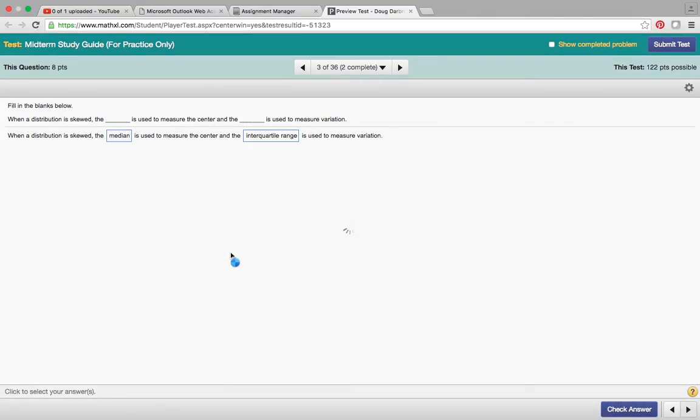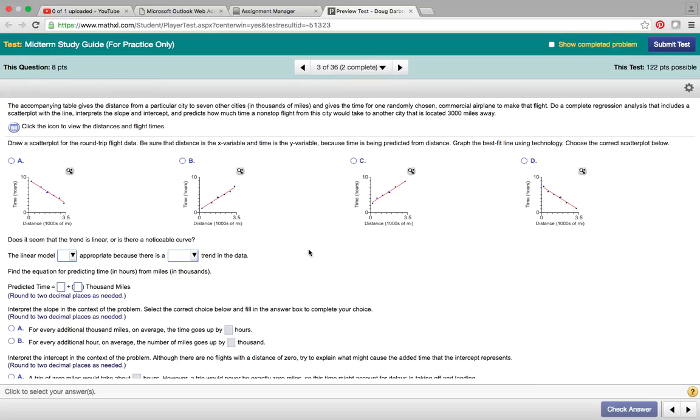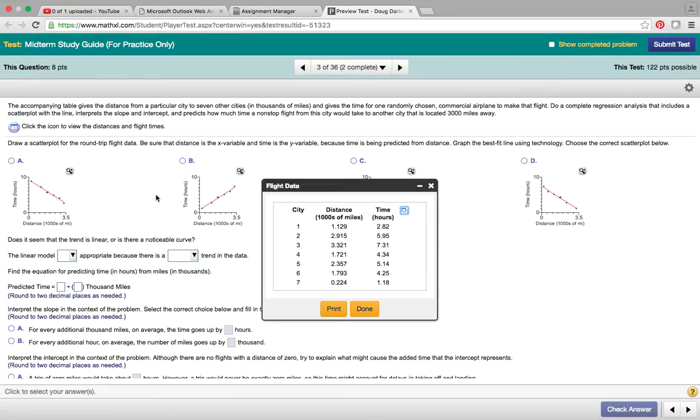All right, so we've got a scatter plot. The accompanying table gives the distance from a particular city to other cities, given the time one randomly chosen commercial plane can make. So let's take a look at this. So we got some data there. What I want to do is put this in my calculator.